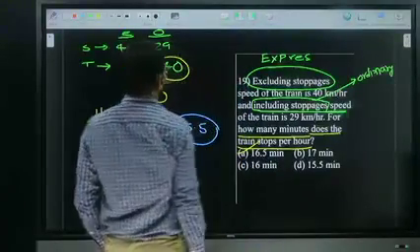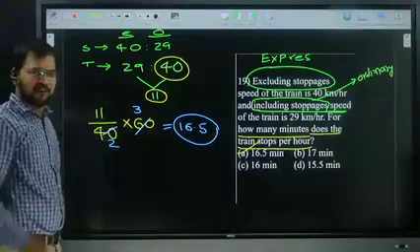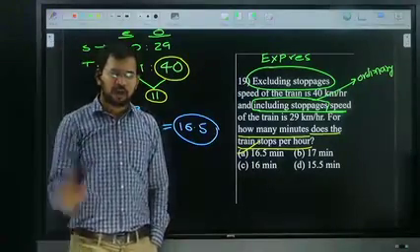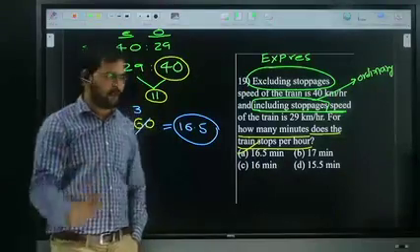Before going to the next question, this is all about the distance constant method. The distance constant method is completed, and the first concept is completed. Did all of you understand what the distance constant method is? Okay, now I will explain.